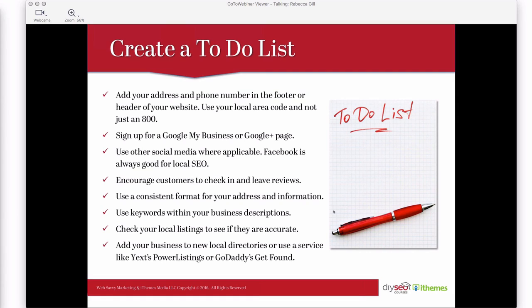Take the time to find the right category within your Google listing to make sure that it best represents your company and what you do, so that you have the most opportunities to show up in search.